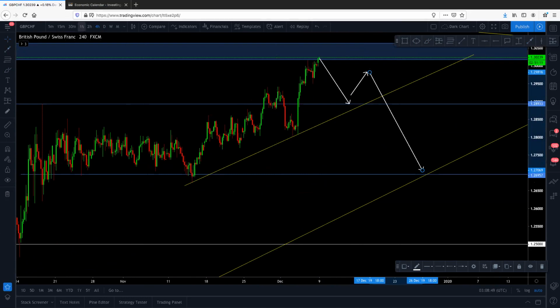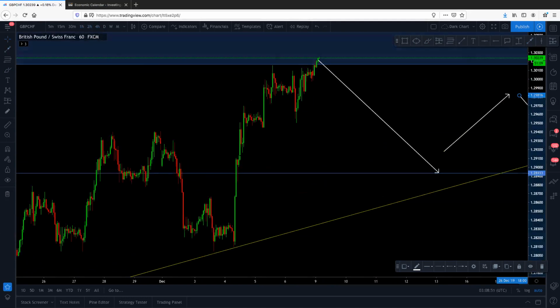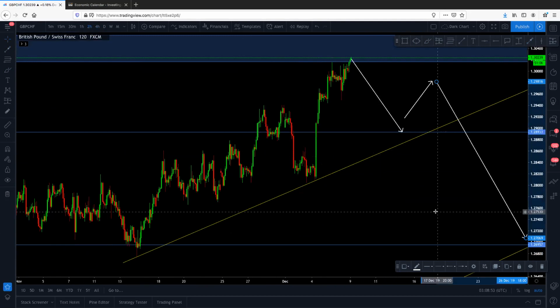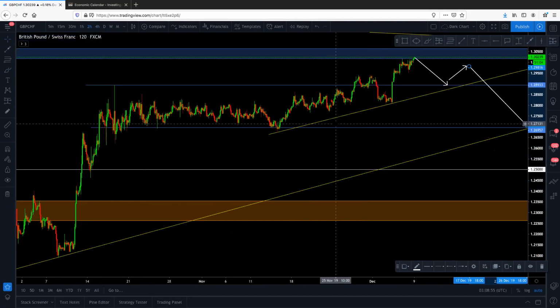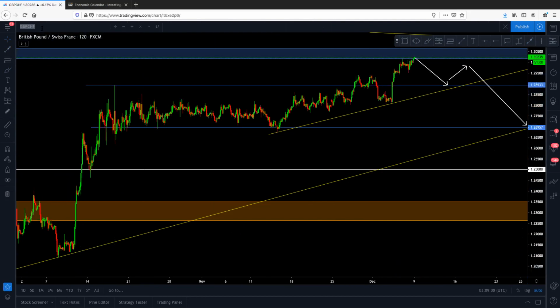Go to the smaller time frame, like maybe the 1 hour to 2 hour, look for pullbacks, and then look for your short opportunities. So that's GBP CHF. Actually, one more. I want to give you guys one more, then I'm going to pass it over to Ryan.